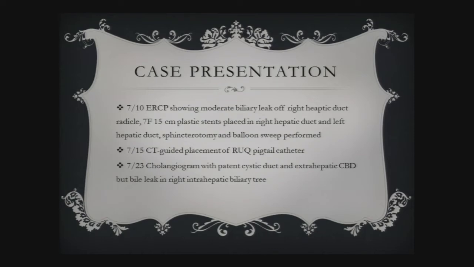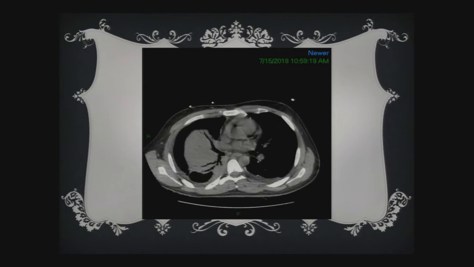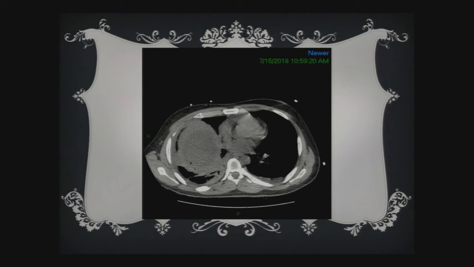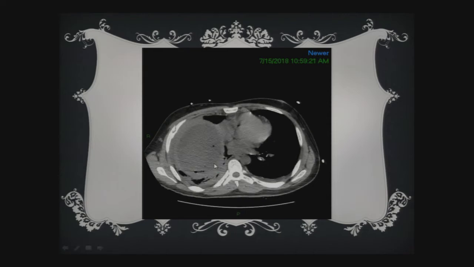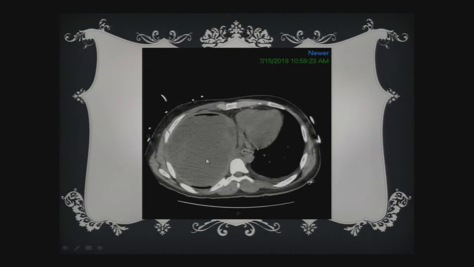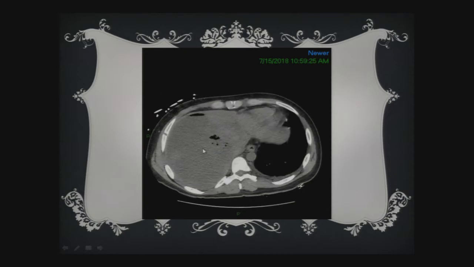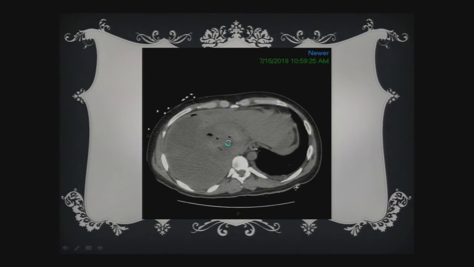And then we did a cholangiogram that also showed a patent cystic duct, but persistent bile leak, and he was discharged on the 24th to Siskin. This is his CT scan before the placement. And you'll see over here things that are developing. There's air pockets in here, so there's some pneumobilia. You can see it kind of throughout, and this is why we chose to place the pigtail catheter more. Again, that's not normal. There's not supposed to be air there.